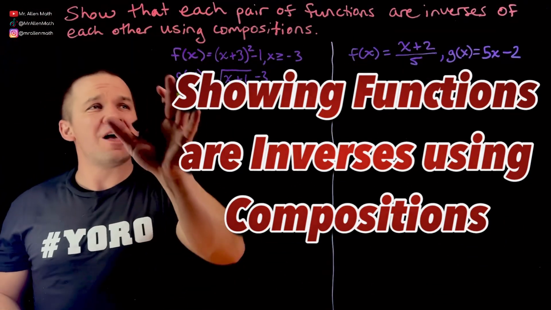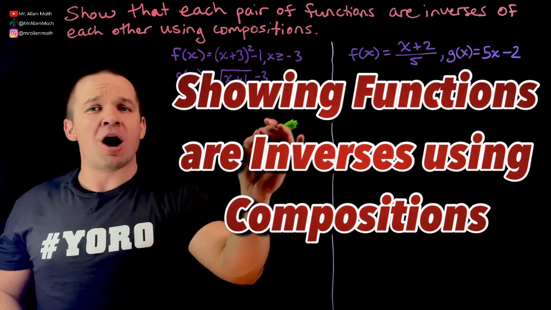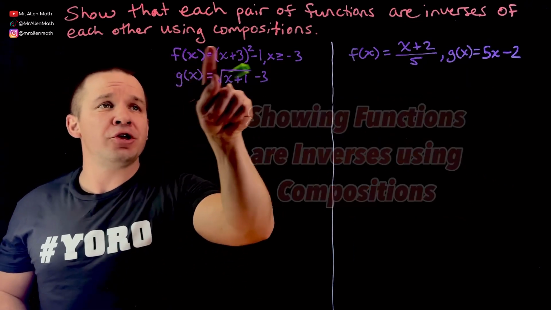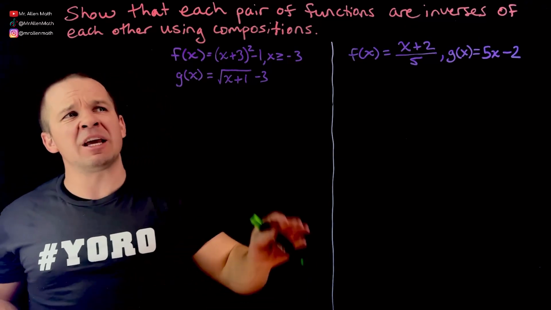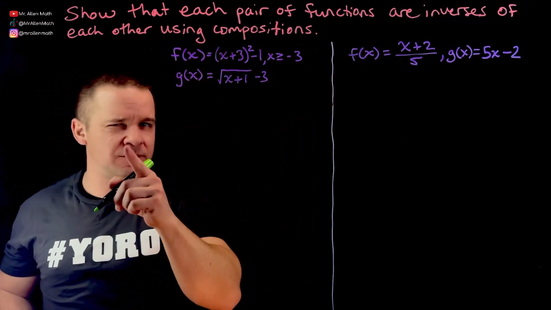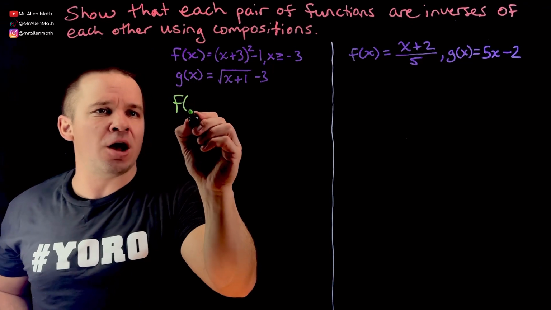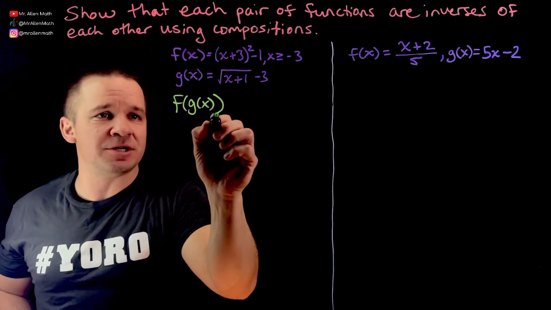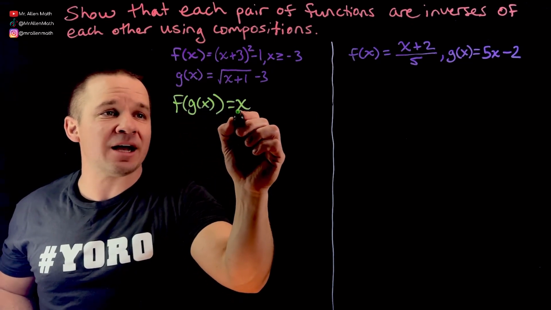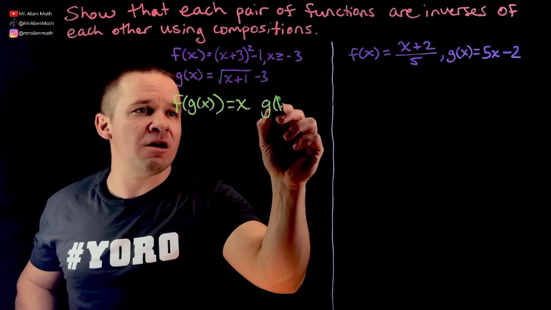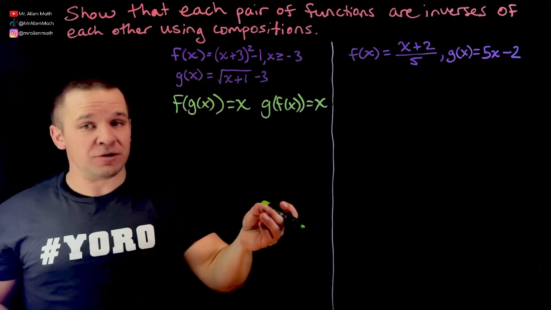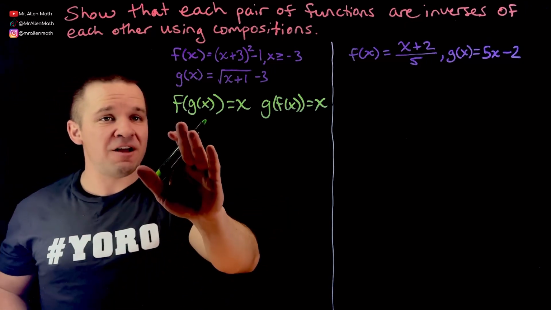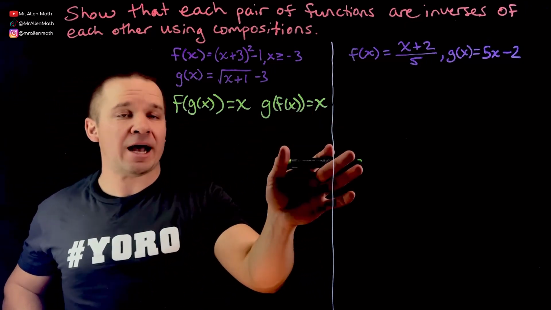We have to show that each pair of functions we have here are inverses of each other using compositions. So we have to use compositions. So what does that mean? And then I'm going to get back to some specific wording in here that's very helpful. So we have f of g of x, that's a composition right there, is equal to x. And if we have g of f of x is equal to x, then they are inverses, okay? They're inverse functions if the compositions both equal x.